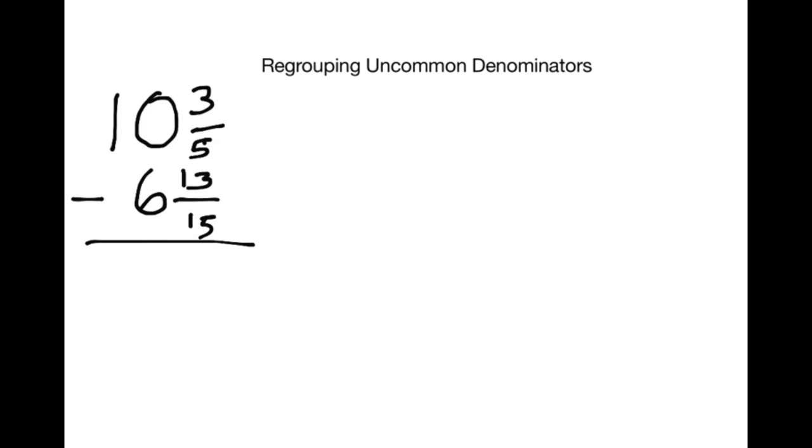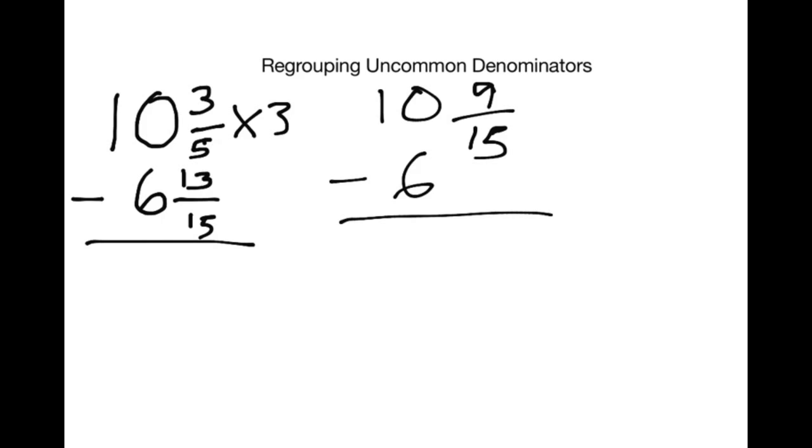The first way we did that was by multiplying both of these numbers times 3. When we multiply both of these numbers times 3, we end up with 3 times 3 is 9, and then 3 times 5 is 15. Let me erase that so that you can see it a little bit better. Our new number ended up being 10 and 9 over 15, minus 6 and 13 over 15.